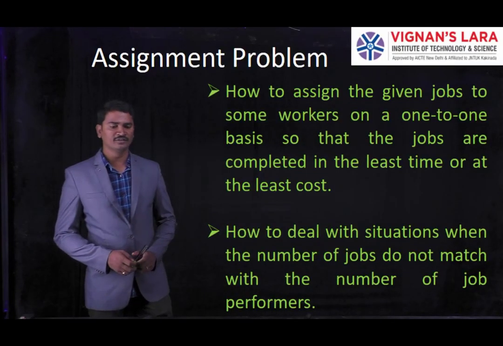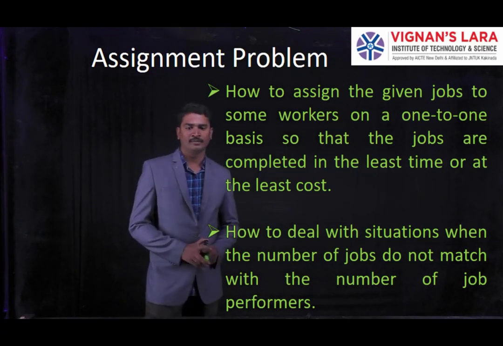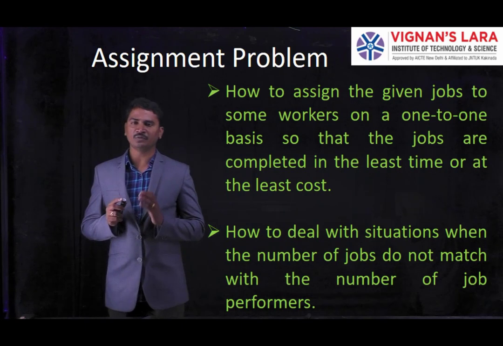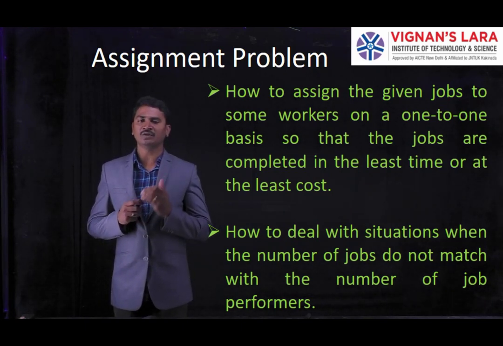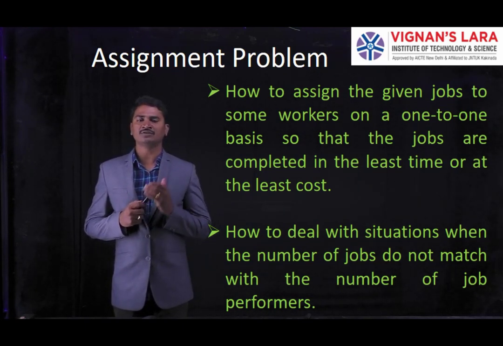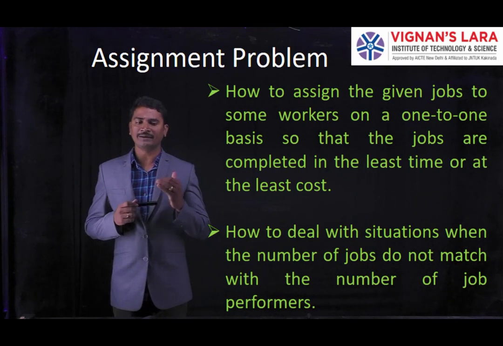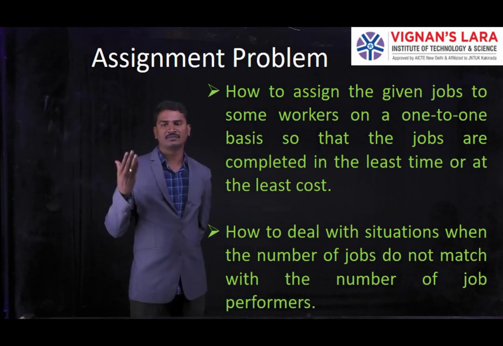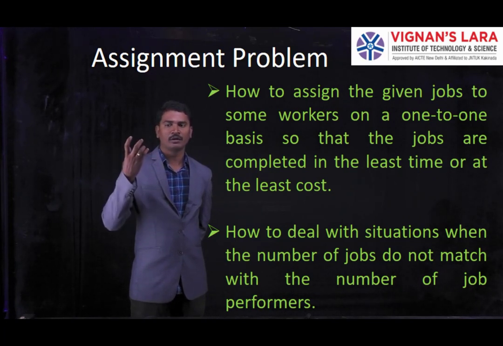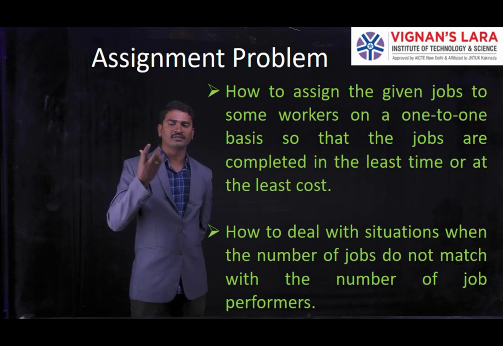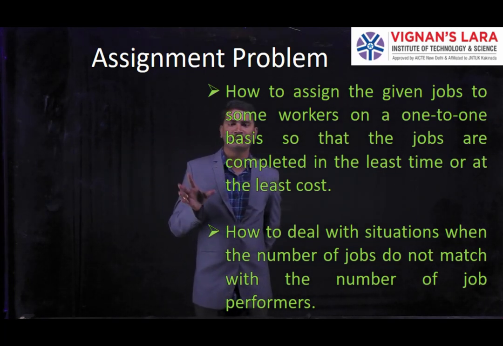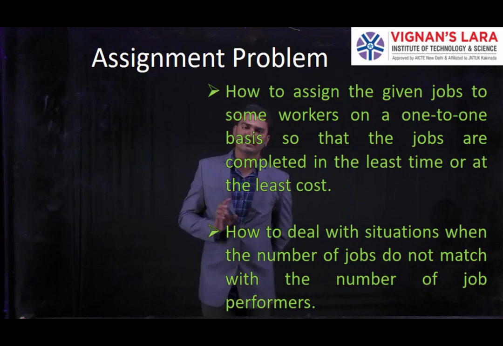Today we are going to discuss the assignment problem. Here, we look at how to assign the given jobs to workers on a one-to-one basis, so that the jobs are completed in the least time or at the least cost. After completion of the assignment, we can easily get knowledge about jobs and workers. It means allocation of the jobs to the workers in a company. We can learn from these assignment problems.